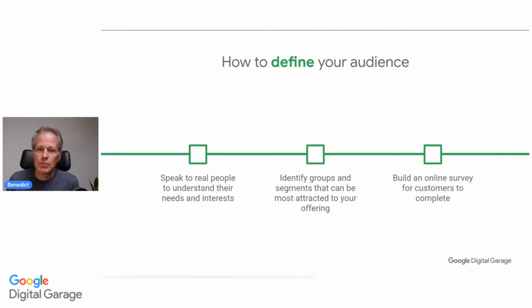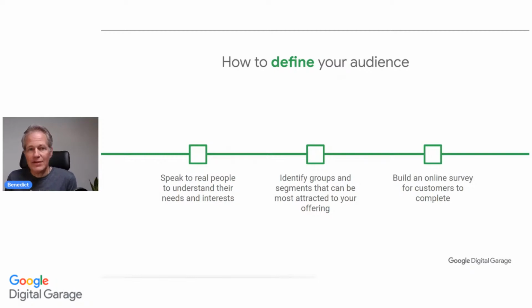And of course, one of the big things, once you have the data, make sure you're able to segment this, which, you know, is splitting them up into groups. You can then really focus your marketing efforts around them. And then, of course, building an online survey.